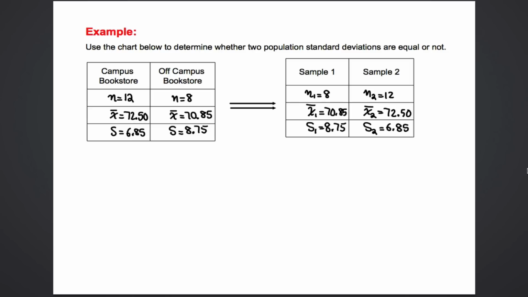N1 will be 8 and S1 will be 8.75 and X1 bar will be 70.85. And the same way, S2 will be 6.85, N2 will be 12, and X2 bar will be 7250. So once the information is given to us, we need to take a look at the standard deviations and see which group has a larger standard deviation. That group becomes sample 1. And the other group becomes our sample 2.